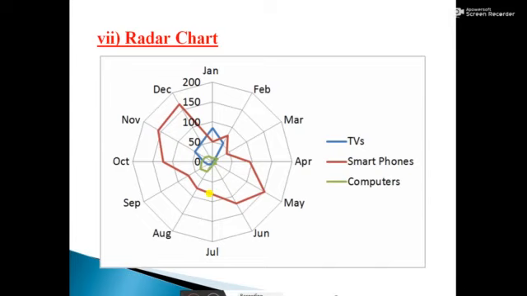When can we use this radar chart? When the total value of different data series is to be compared, in that situation we can use this radar chart. Okay. You know, the TVs, smartphones, computers are legends. To understand each and every data series without any confusion, we are using legend. Legend means what? It is a small visual representation of the chart's data series.